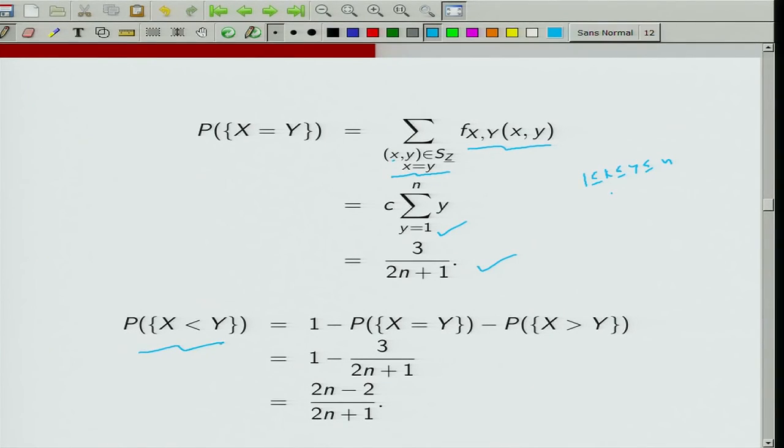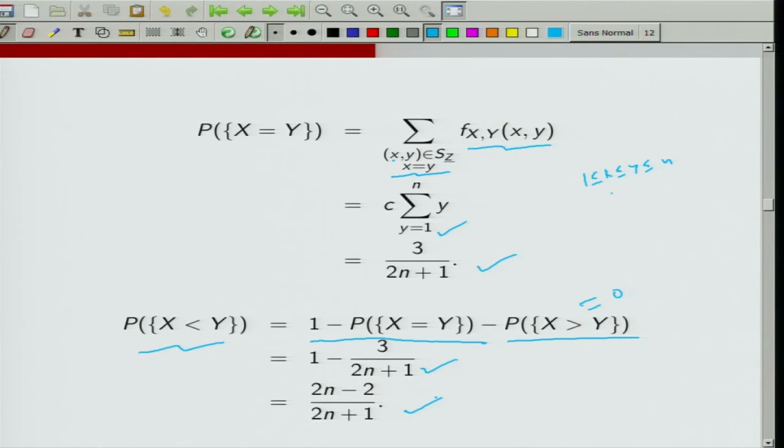Probability x less than y is very simple to find, because this is the same as 1 minus probability x equal to y minus probability x greater than y. This probability we have found is 0. So, this is the same as 1 minus probability x equal to y, which is 1 minus 3 upon 2 n plus 1, which turns out to be 2 n minus 2 upon 2 n plus 1.